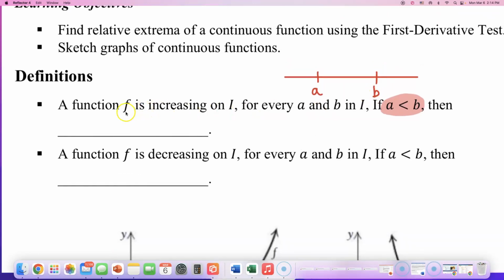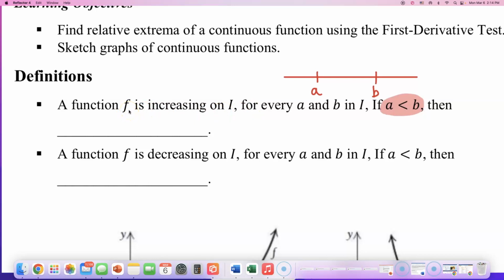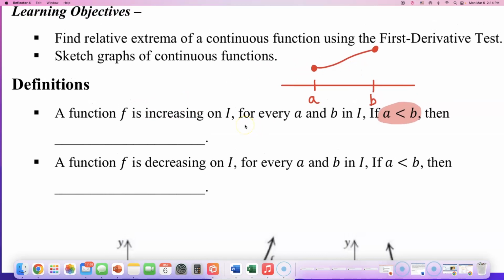Now, if I want to sketch a picture that is increasing, I'll just say somewhere over here on a and somewhere over to b, it has to go up, right? So if that's the picture, then we know a function is increasing. So how would I write that down in some notation? Notice the function value for b is higher than the function value for a. So we say the function is increasing if the function value for a is smaller than the function value for b. We got bigger. We went up higher.